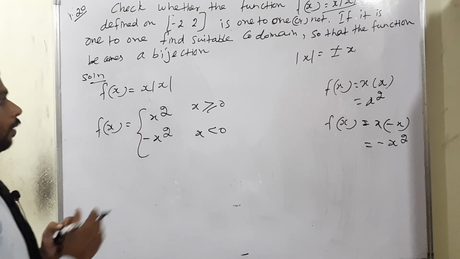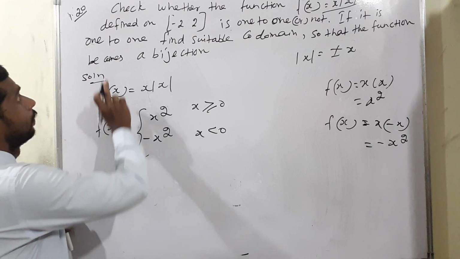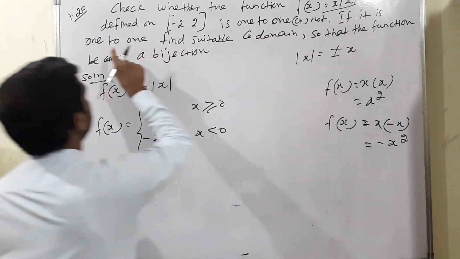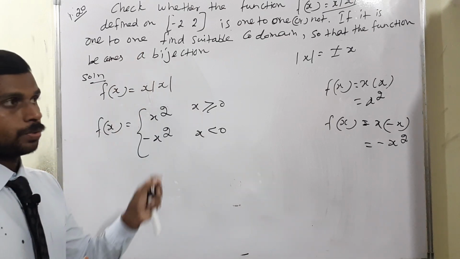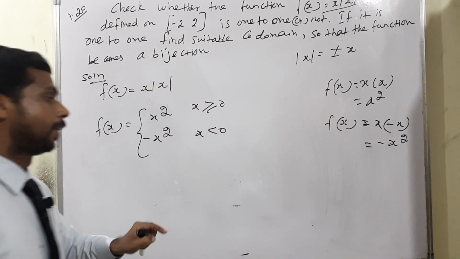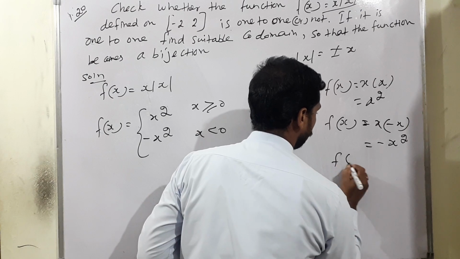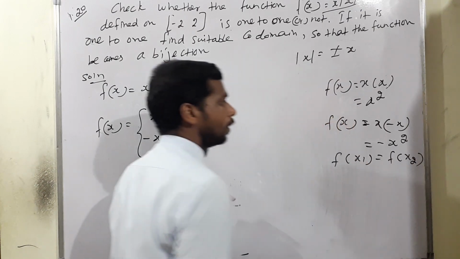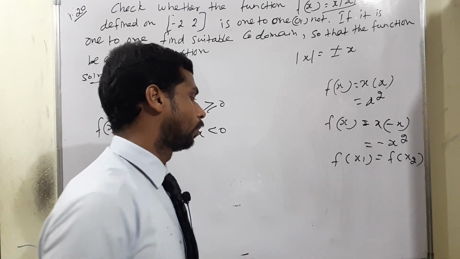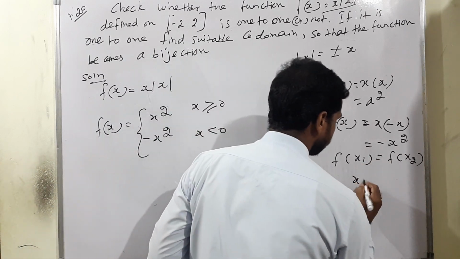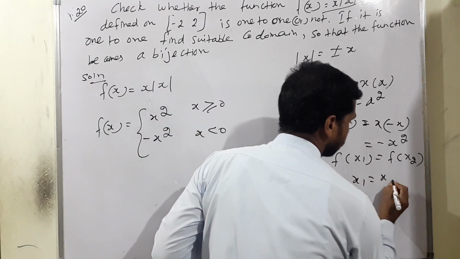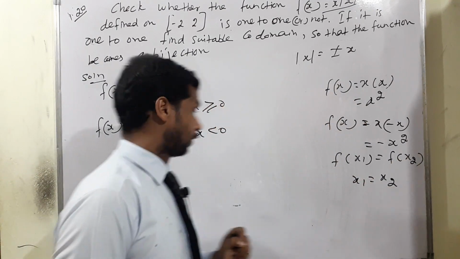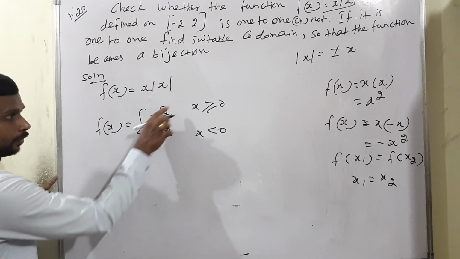Already we know, after applying the function, what we have to find out is whether it is a one-to-one function. So what is the condition for a one-to-one function? f of x1 is equal to f of x2 implies that if you have the result x1 is equal to x2, it is a one-to-one function. First I am moving to two different categories.